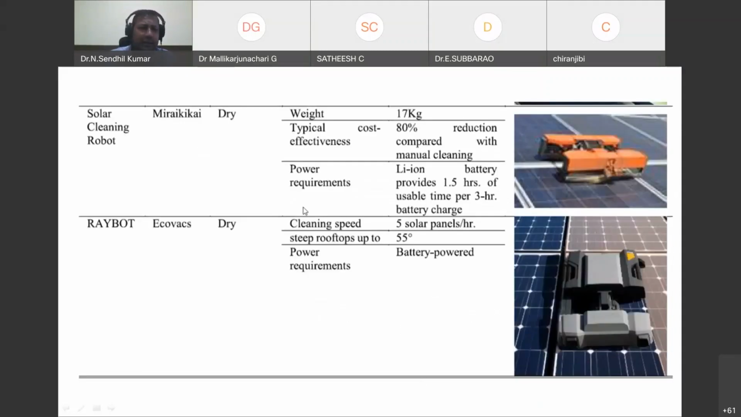And another one, the solar cleaning robot by Kikai, uses a dry method. It is also used in cleaning, but these are all dry manner; they will not use water. You can see that it is used on the PV panel itself, so that it operates and the entire PV panel is cleaned.